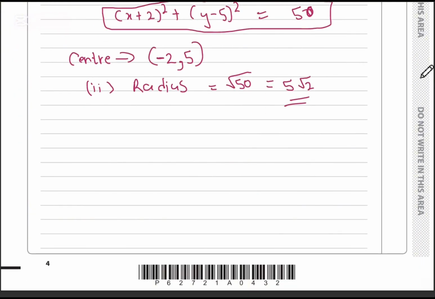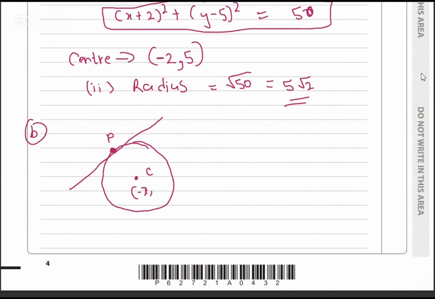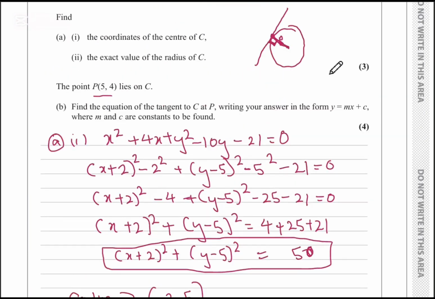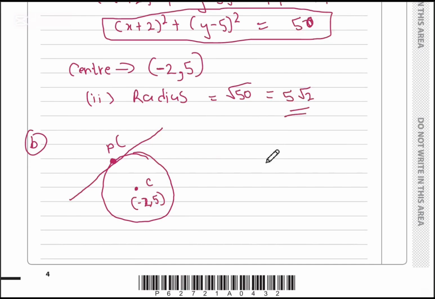So for part B, now I have this circle. This was my point P. I'd have a straight line at P. So this is line P now. This is my center C, and the center coordinates we found out earlier are -2, 5, and P coordinates they gave as 5, 4.